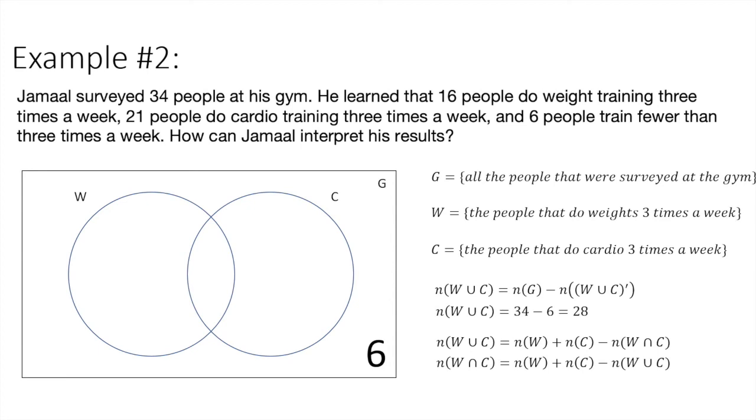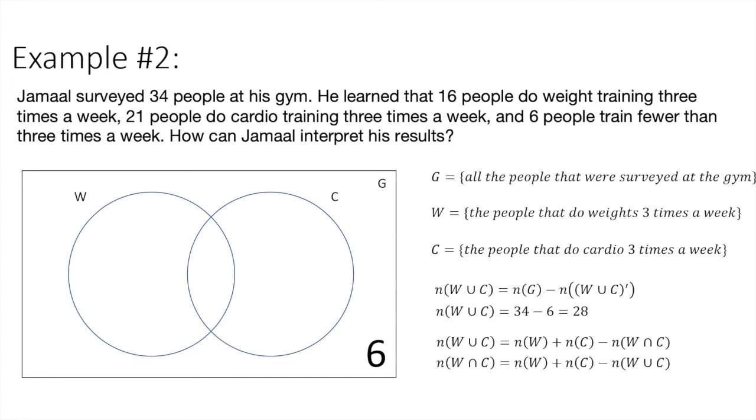Well, this is an important quantity to have because now we can actually find the number of people that do both weights and cardio. And the reason we're going to take this approach is because we can assume that there is an overlap between the two sets, that there are probably people that do both weights and cardio 3 times a week. And so that means that these are not mutually exclusive, which means we can't just simply add up the sets. So we go to our general equation for the number of elements in W or C.